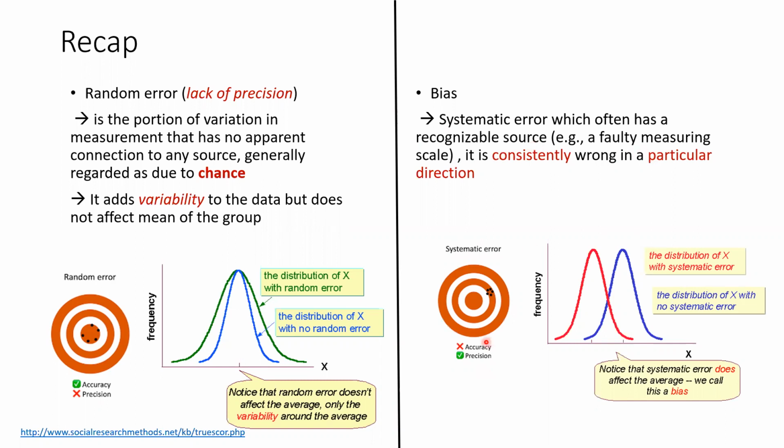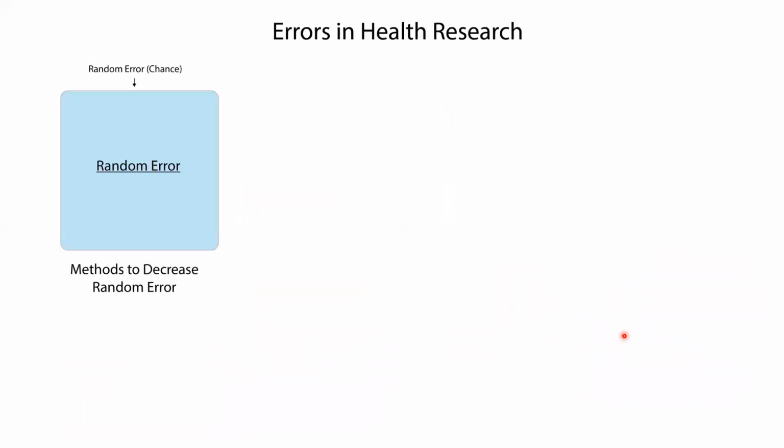So the way we illustrate systematic error, we say that it's precise, so the points are next to each other, but it's not accurate. In this graph, the blue is the truth, and the red curve is a consequence of systematic error. We can see that the mean is very far from the truth, but it's still precise. So it does affect the average, but the variability is not really affected. This is a quick recap of the difference between random error and bias.